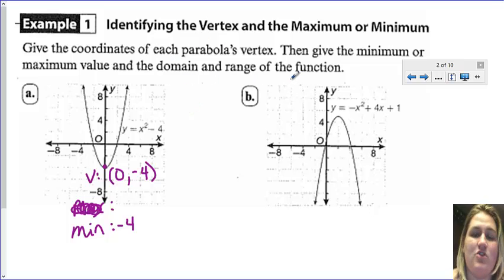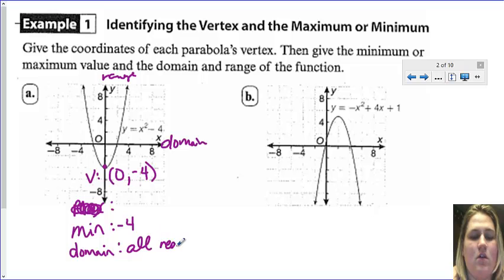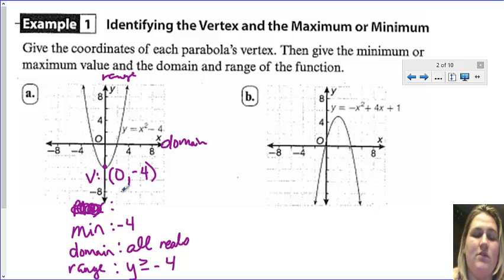And then it wants to know the domain and the range. Okay, so remember, domain is x and range is y. For the domain, it's getting wider in both directions, so the domain would be all reals. And the range has a minimum at -4 and everything else is above that. So for the range, we're talking about y, and -4 is our minimum. It can be equal to that, so I can put an equal sign, but y has to be greater than or equal to -4.